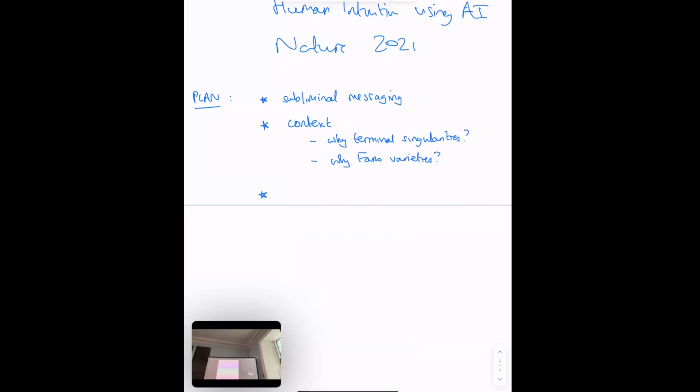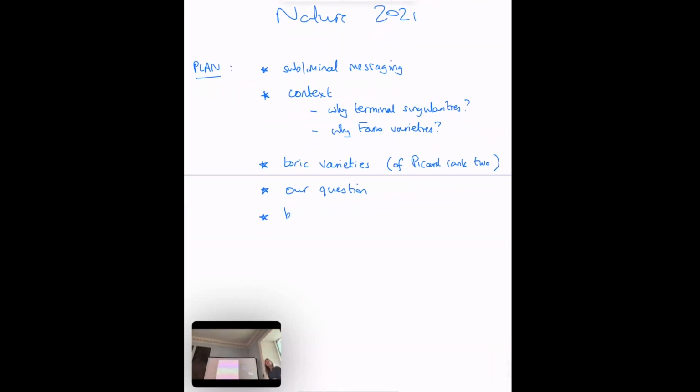I want to explain a little about toric varieties, what they are and how to construct them. We're particularly going to think about toric varieties of Picard rank 2. Then I want to formulate our question precisely. And then I want to talk about the process of building a classifier and the results that we find.